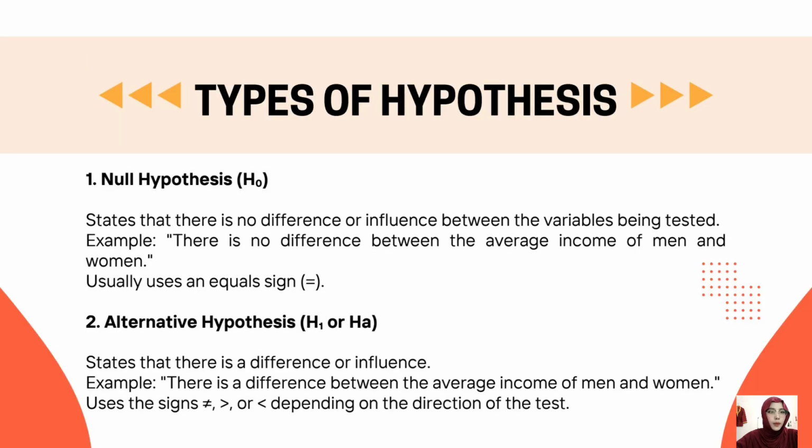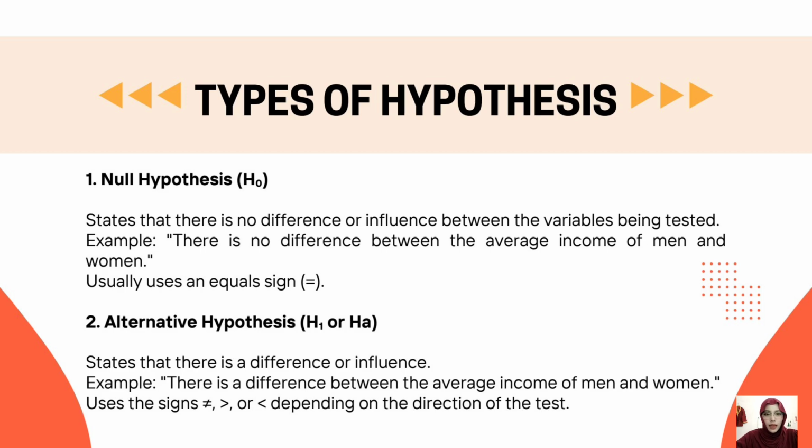Types of hypothesis. Number 1. Null hypothesis states that there is no difference or influence between the variables being tested. Example, there is no difference between the average income of men and women. Usually uses an equal sign.